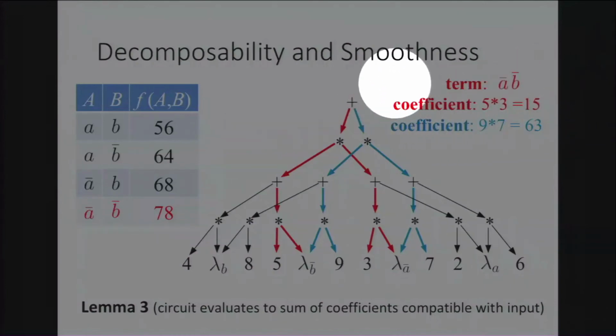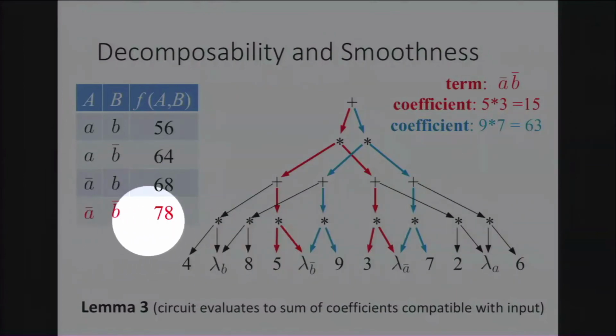Look at the other guy. I went blue. What is the term? Same one. This guy, right? What is the coefficient? 7 times 9, 63. Right? Okay, add these guys up. What do you get? 78, correct?